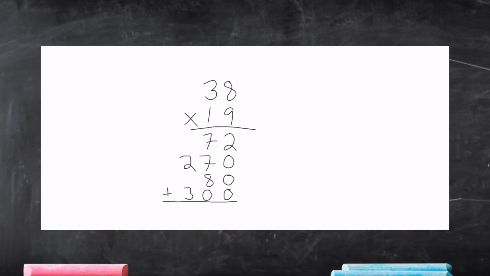These are our 4 partial products that we'll be adding. 2 plus nothing is 2. 7 plus 7 plus 8 is 22. 2 plus 2 plus 3 is 7. So our final product for this problem is 722.